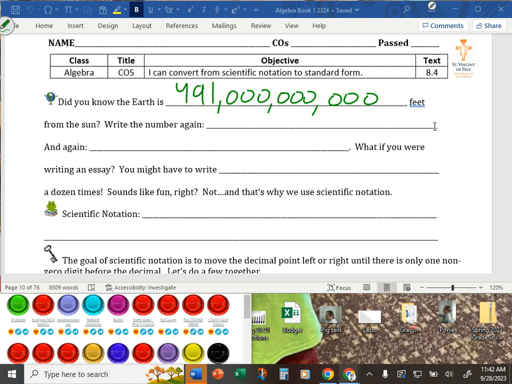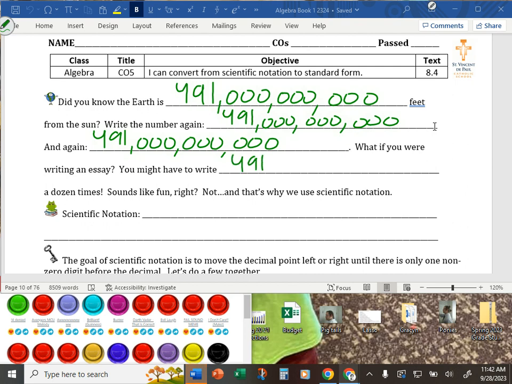Anyway, let's write this number a second time. 491 billion. Okay, and let's do it again. Practice making those circles. 491 billion. If you were writing an essay on the distance of the sun from the Earth, you would have to write 491 billion something like 491 billion times. Okay?